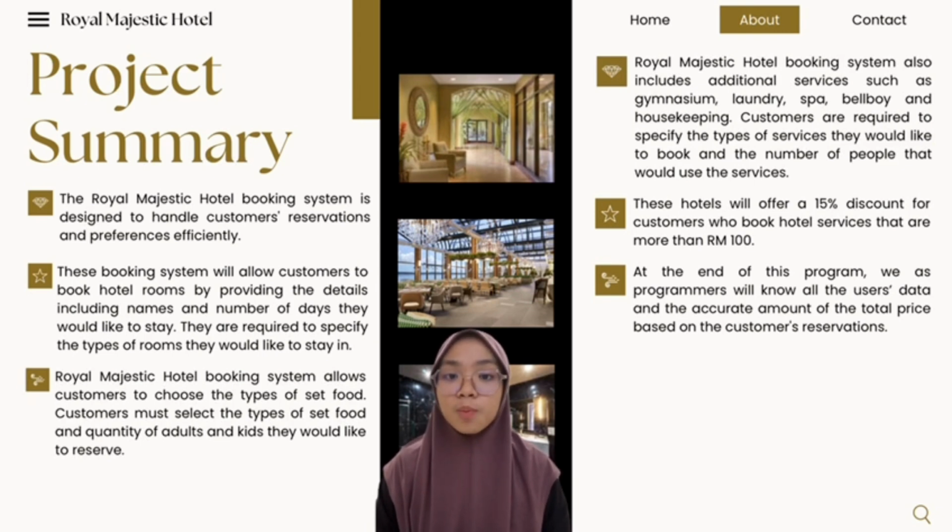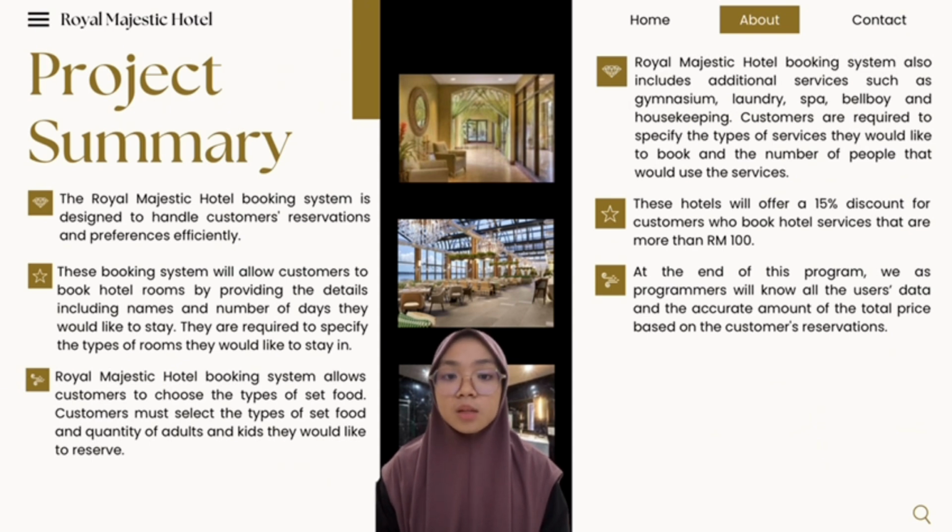Our group decided to do a project on a hotel booking system, and the name of our hotel is Royal Majestic Hotel. The Royal Majestic Hotel booking system is designed to handle customer reservations and preferences efficiently. This booking system allows customers to book hotel rooms by providing details including names and the number of days they would like to stay. They are required to specify the type of room they would like to stay in.